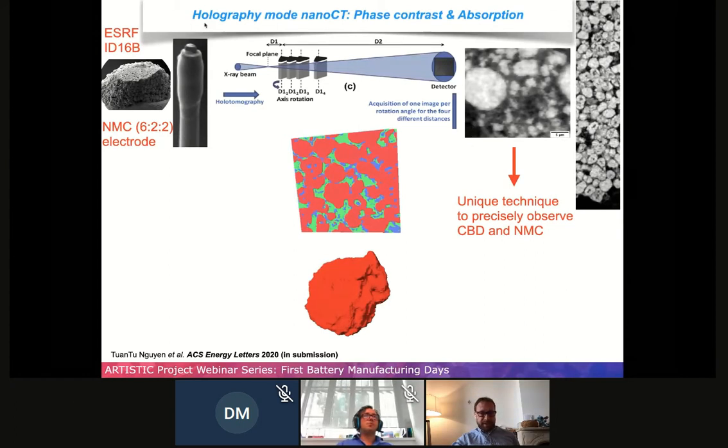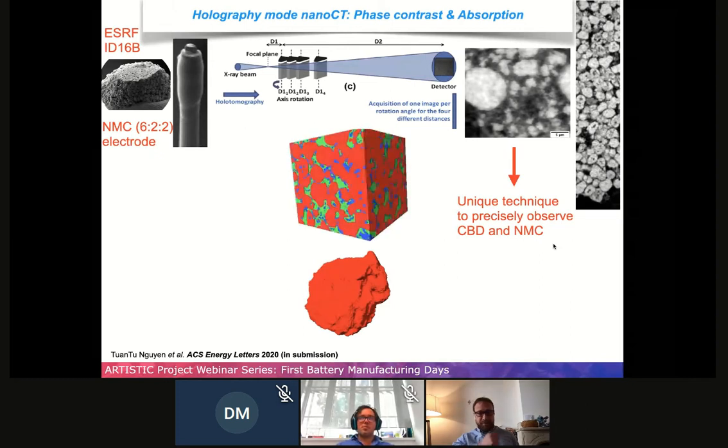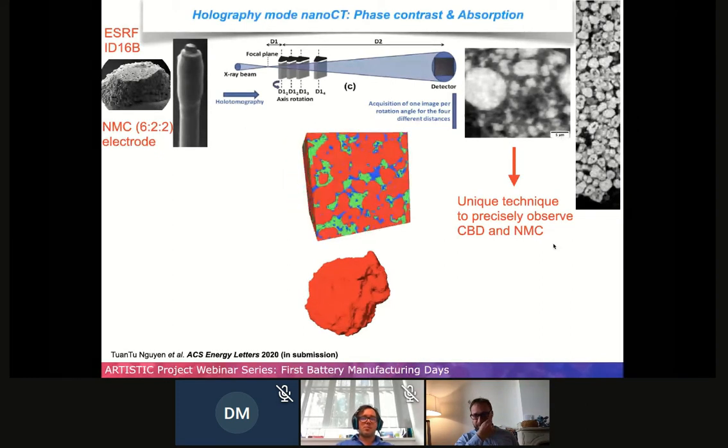This technique is only accessible at ESRF, and it's a unique technique to precisely observe at the same time, within the composite electrode, the heavy element and the light element, meaning NMC and CBD. This is what we've got after reconstruction and segmentation.